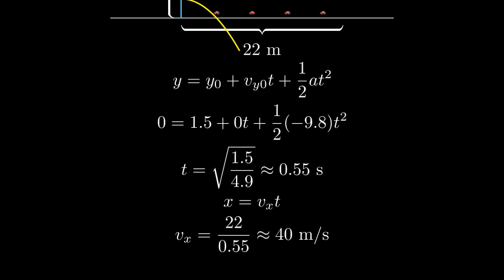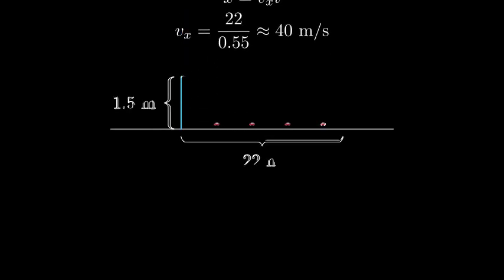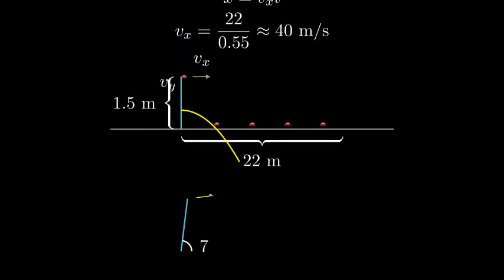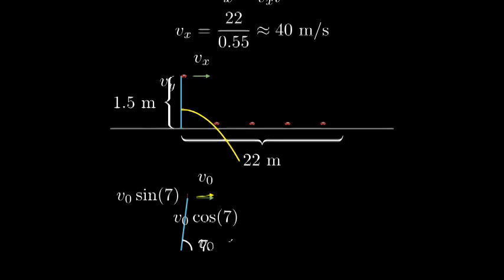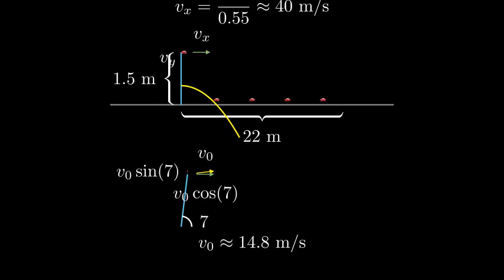Now for part B, the ramp is tilted up at 7 degrees. This changes our initial conditions. Now our initial velocity has both horizontal and vertical components. The vertical component helps us stay in the air longer, which means we don't need as much speed. Using our projectile motion equations with these new initial conditions and solving for the minimum velocity, we get 14.8 meters per second, or about 33 miles per hour.